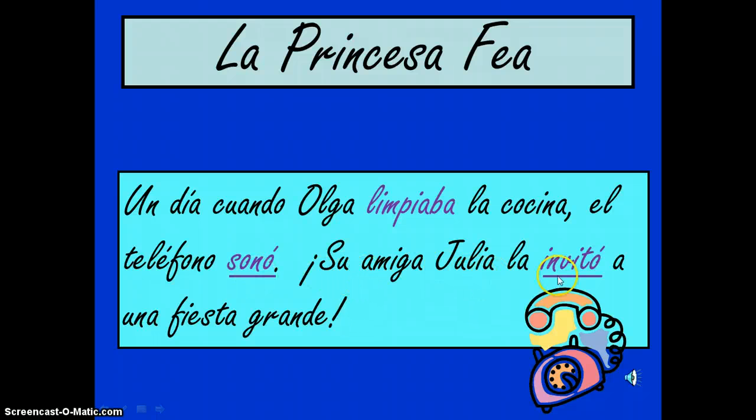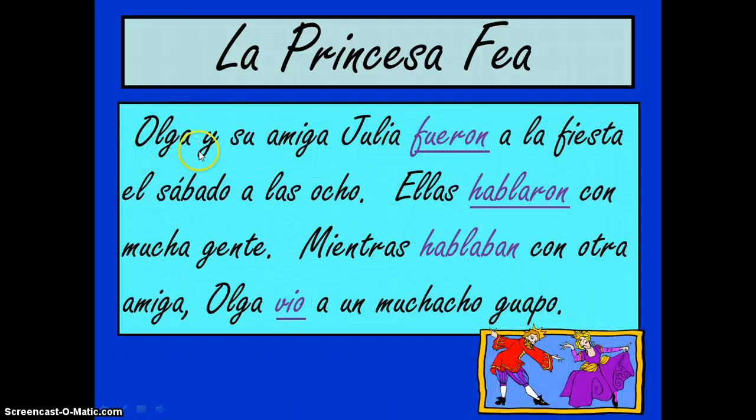Next, su amiga Julia la invitó a una fiesta grande. Did she invite her many times? Or did she just ask her, do you want to go to the party? And that's it. I'd go with the second option. So since that's a completed action, you'd go with the preterite. Next, Olga y su amiga Julia fueron a la fiesta el sábado a las 8. Very specific time. They went to the party one time. Ellas hablaron con mucha gente. They talked to a lot of people. This is kind of like a sequence of events. They went to the party, talked to some people.